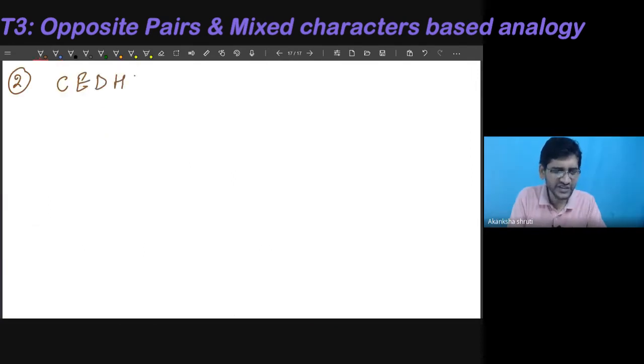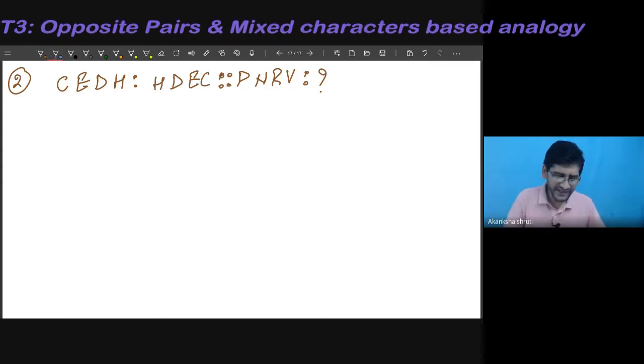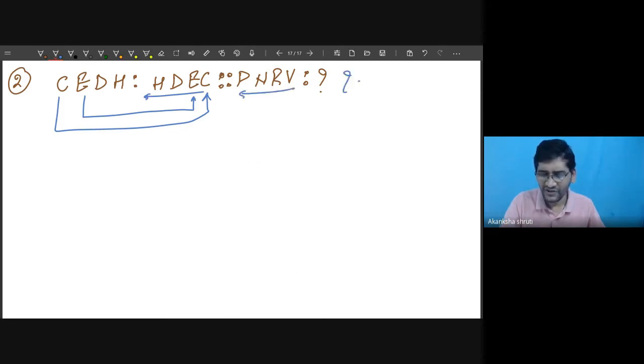CEDH is to HDE. Then for PNRV is to what? CEDH is HDEC. Student, C is also there. Very easy. C to C is there. E to E is there. Means it is just written in a reverse order. So you have to write in reverse order. What is equals to VRNP.